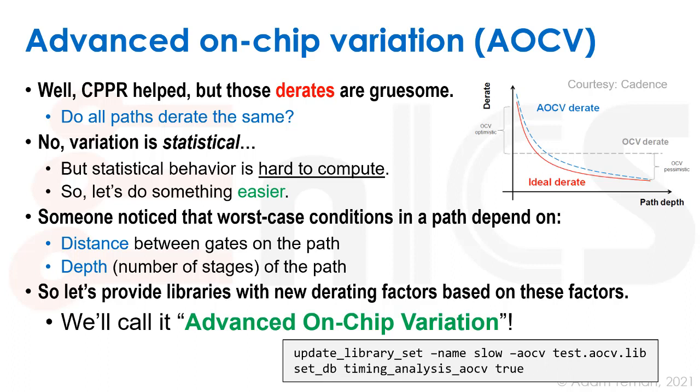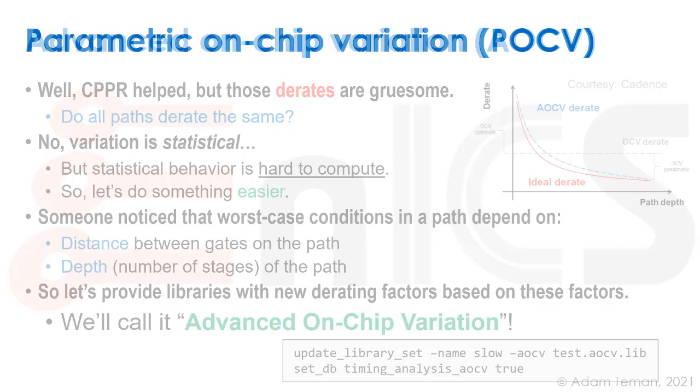So how do you do it? In your MMMC file, you have to use something like update library set, or when you're creating the library set, add minus AOCV and give these special libraries that are AOCV libraries. Again, they're new libraries. They need special characterization and so forth. And the other thing is, when you do the timing analysis type, you have to do setDB timing analysis AOCV true. There are many other parameters, of course, and you should refer to your manual for exactly how to set it up. But this is the basic thing.